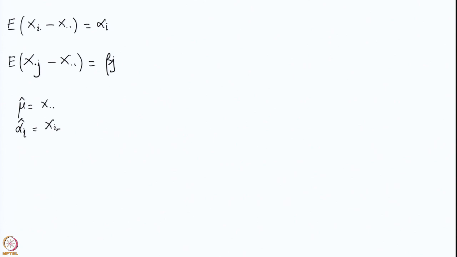So, these are our notations. From this we can work out that expected value of x i dot minus x dot dot is alpha i, and expected value of x dot j minus x dot dot is beta j. I think this calculation can be worked out, and therefore we can define mu hat is equal to x dot dot, alpha i hat is equal to x i dot minus x dot dot, and beta j hat, these are the estimators for them. So, this is x dot j minus x dot dot.